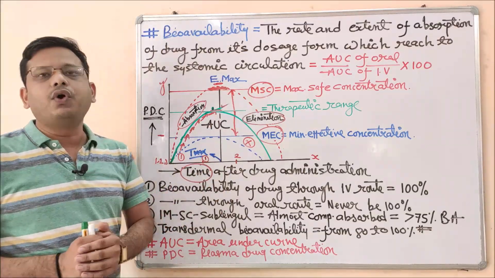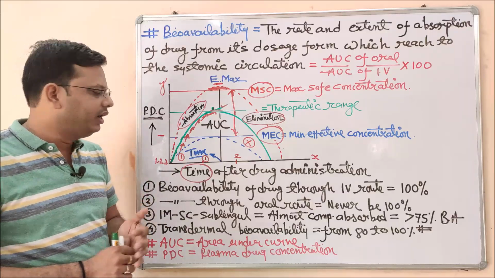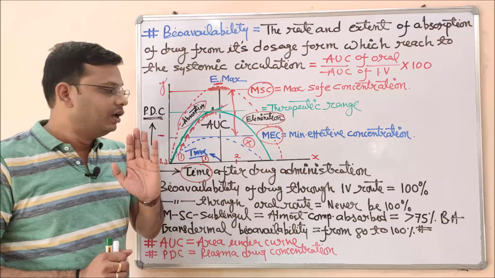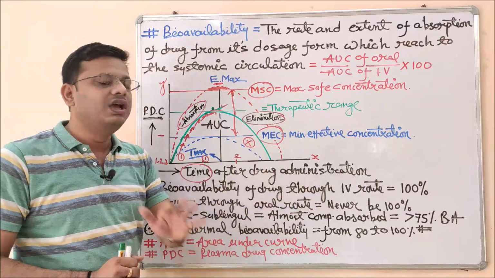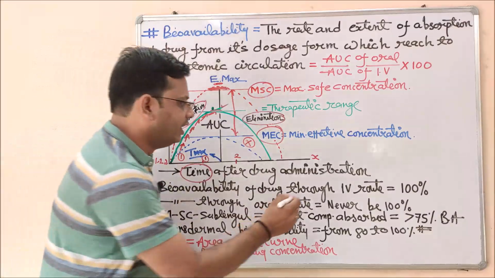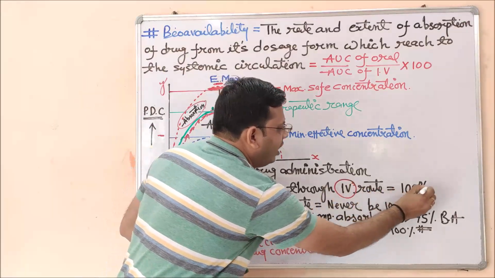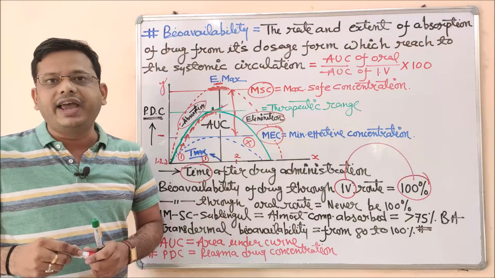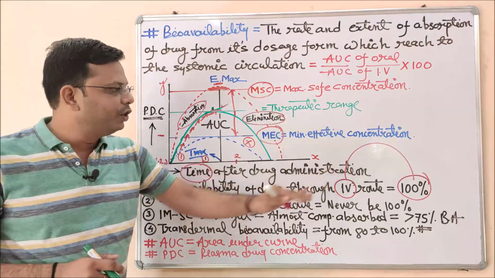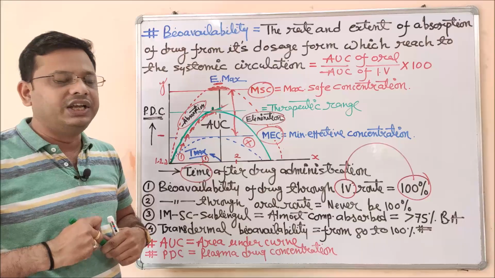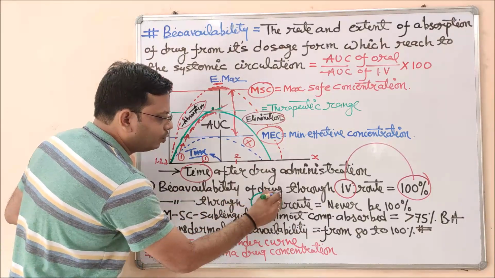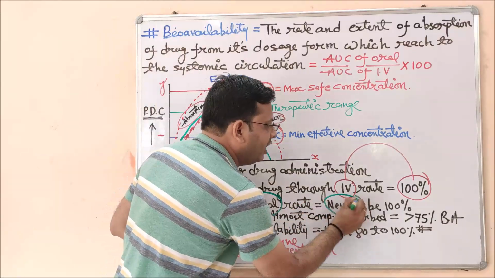Now let me give you a few more points regarding bioavailability. The bioavailability of a drug through IV will be 100%. Two main things: IV and 100%. These have a direct relationship. If you give any drug via the IV route, it will produce 100% bioavailability. Now coming to the same point, the bioavailability of a drug taken through the oral route will never be 100%.